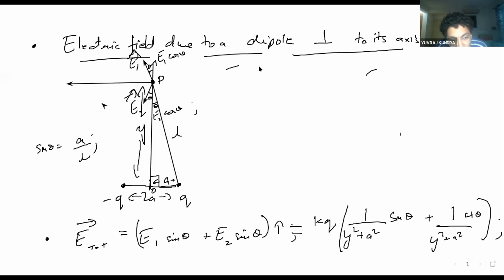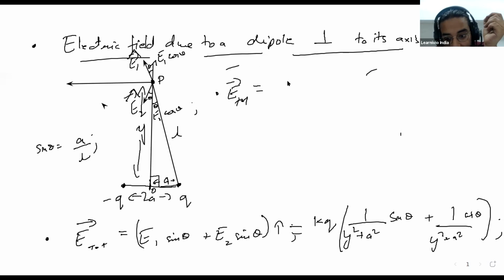Excuse me, sir. Yes, go ahead. Sir, the value of E2 which we got was negative, right? Yes. It was negative, and what we are doing is E net is equal to E1 sine theta plus E2 sine theta. So wouldn't the value of E2 sine theta also be negative? No, no, no. There is a negative sign there, absolutely.